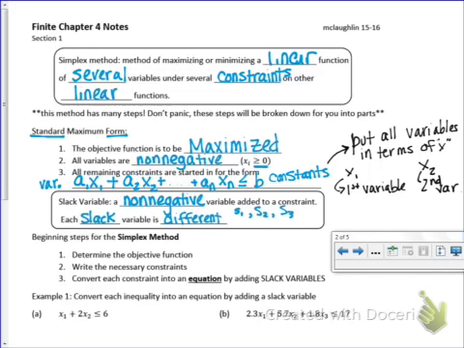Alright, so here's the first chunk of our steps. Steps 1 through 3. We are going to determine our objective function. Remember that's your z equals. We're going to write our constraints. So those are the equations or inequalities that are happening. And then we're going to change each constraint to an equation by adding that slack variable. So we're going to add our S1, S2, and so on to each inequality.